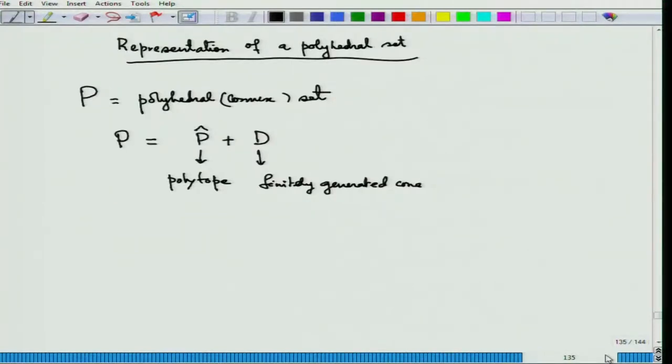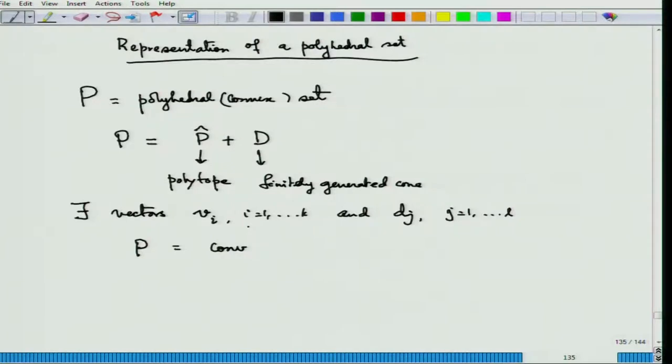Now, which means that there would exist vectors v_i, i from 1 to k, and d_j, j from 1 to l, such that P is the convex hull. Any polytope can be represented as a convex hull of its vertices. So suppose it has k vertices, then it is the convex hull of v1, v2, ..., vk, plus the finitely generated cone generated by the generators d1, d2, ..., dl. This fact somehow proves pivotal.